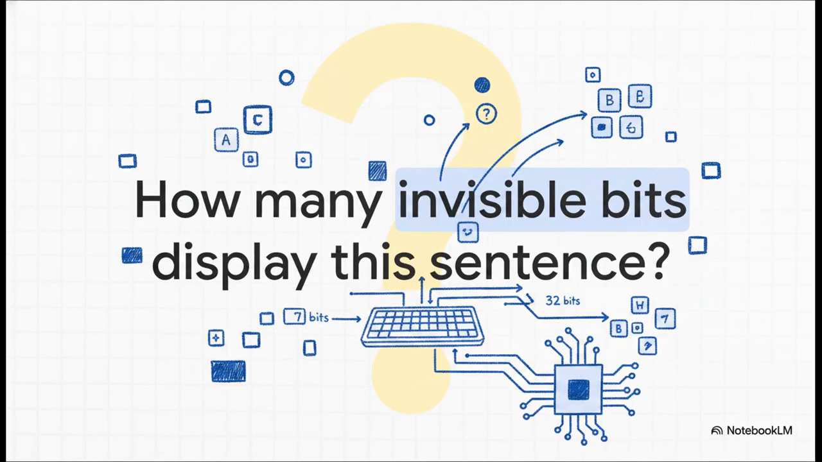So it really leaves you wondering, right now, as you're reading the text on this screen, how many invisible bits of data are being processed? From simple 7-bit letters to massive 32-bit global symbols, there's an incredibly complex, lightning-fast translation happening right under your fingertips every single time you tap a key. It's pretty amazing, isn't it?